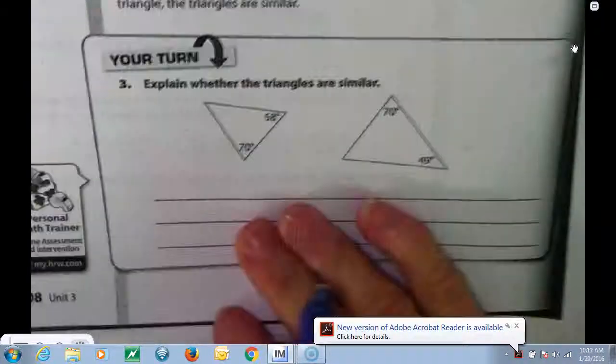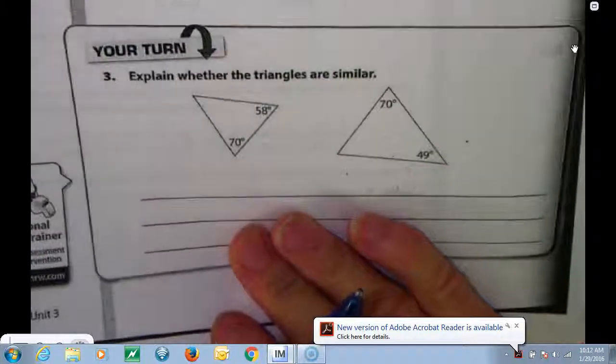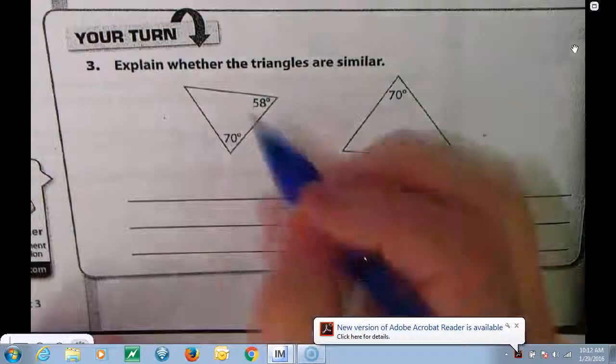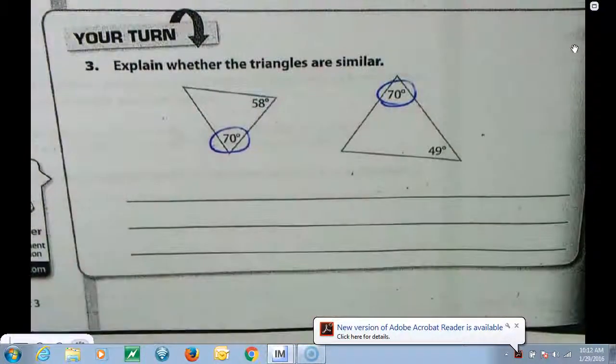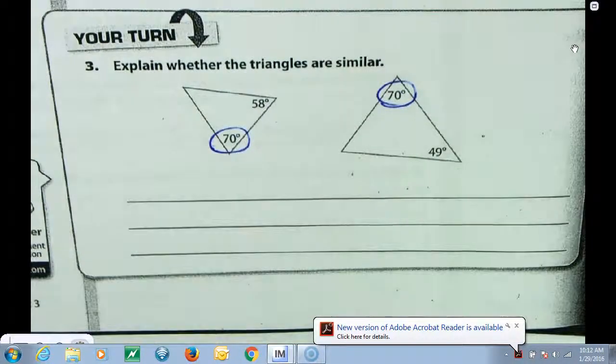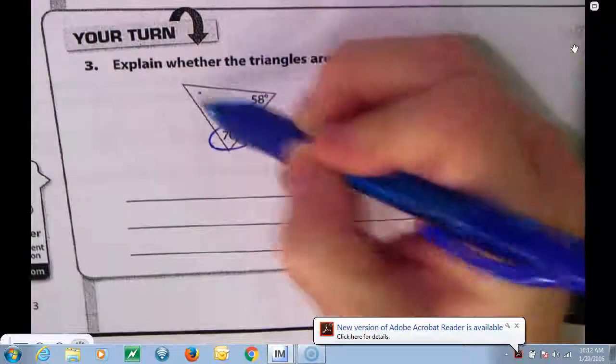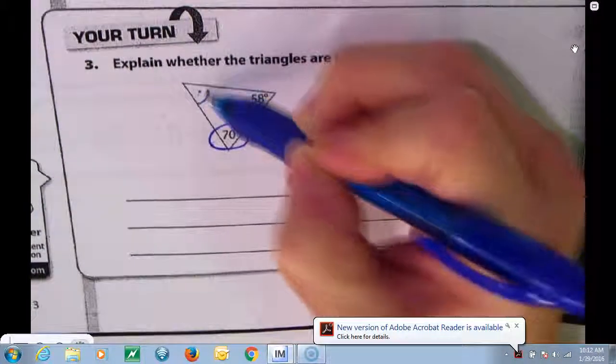Okay. So look at the bottom. Number 3. Circle the 70s. So we know one of them's corresponding is congruent. Go find the measure of that one. That angle right there. Good.